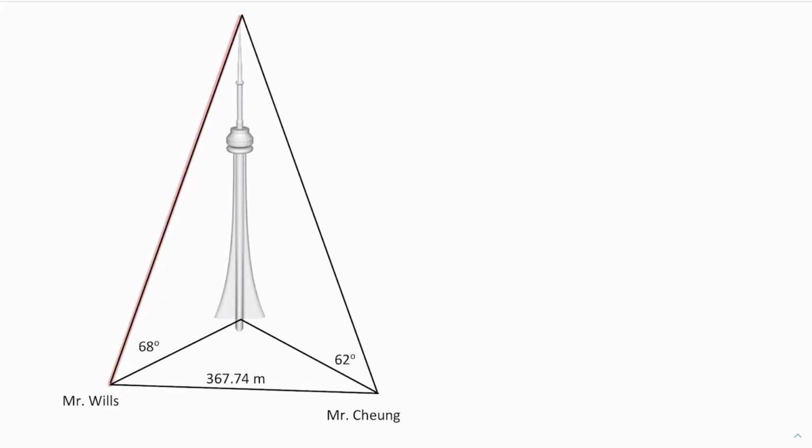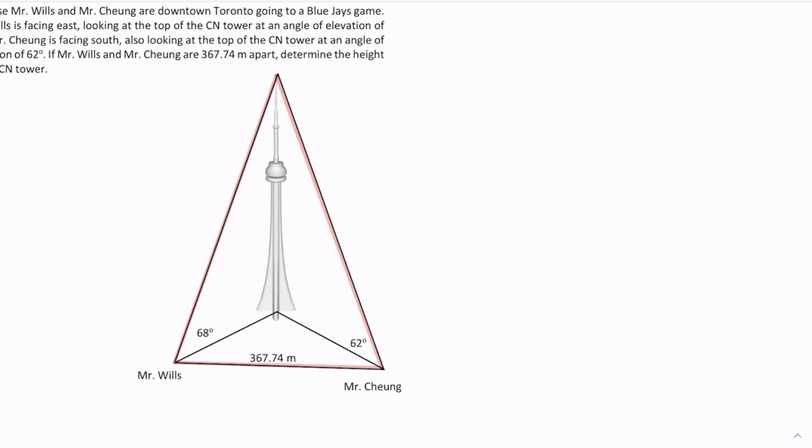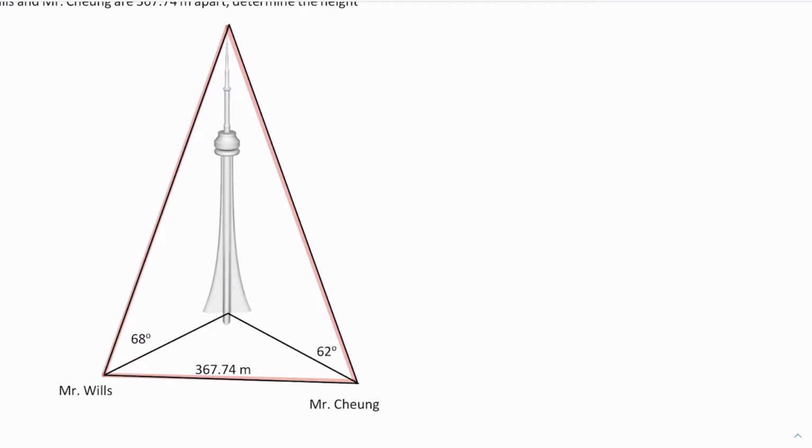Okay, Mr. Chung is staring at the CN Tower as well. He looks to the top and his angle of elevation is 62 degrees. We also know that they are 367.74 meters from each other. And the question asks, how tall, let me zoom out here, is the CN Tower given this information.